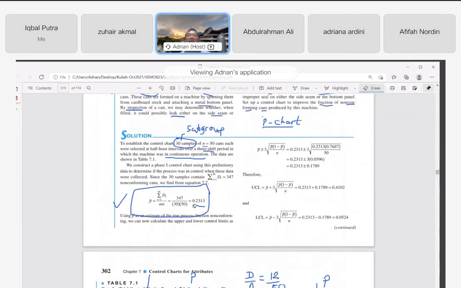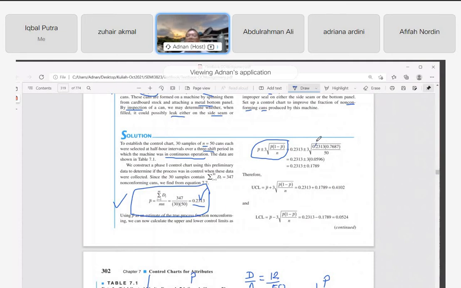Now you have to get the control limits. So just plug the numbers into the formula. Very simple. So we have this P bar, P bar plus 3. Why 3? Because 3 is sigma. So the sigma is given by the square root of P bar times 1 minus P bar divided by N. So all the numbers are already available here. Just put it here.